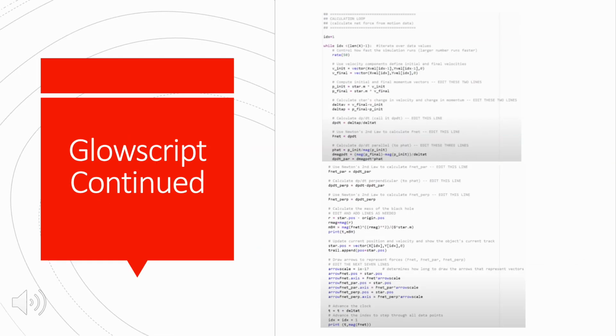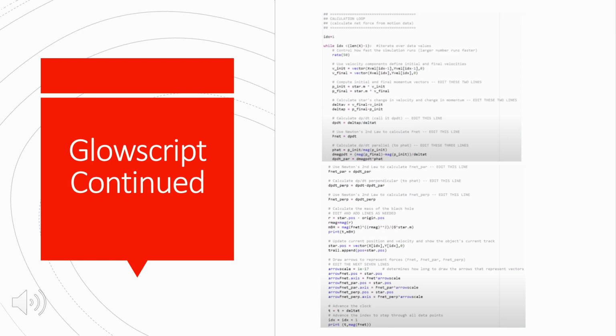On these slides is where I use the definition of the gravitational force on a star, which I equated to net force on a star. From here, I can rearrange the definition of gravitational force on a star due to the black hole itself, for the mass of the black hole. This is where the calculation loop comes into play, and I start out by defining the initial and final velocity as well as the initial and final momentums. This way, I was able to calculate the change in v, or velocity, and change in momentum.